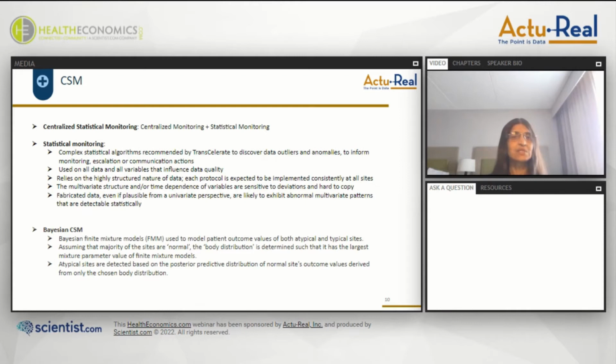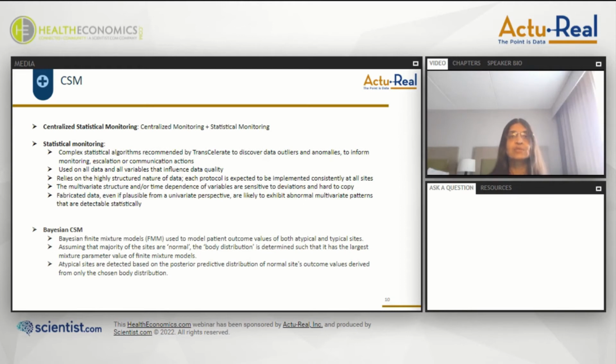Centralized statistical monitoring, as I mentioned, is not new as a concept. It's been close to 3 decades old. It's a combination of centralized monitoring and statistical monitoring. Now, statistical monitoring, as the term suggests, includes statistical tests and statistical algorithms, and the initiative Transcelerate has recommended algorithms and how certain algorithms and processes can be used for statistical monitoring to discover data outliers, to discover any data anomalies, and also to guide risk-based monitoring.